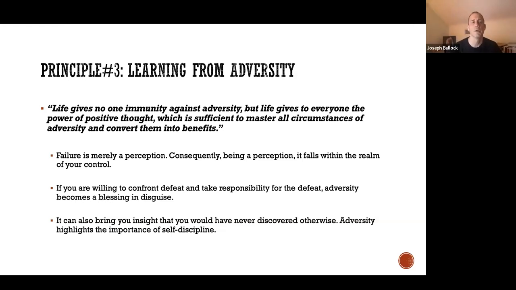Thank you, Jang. So now we'll move on to principle 3, learning from adversity.